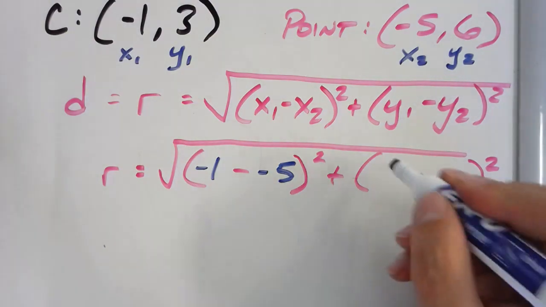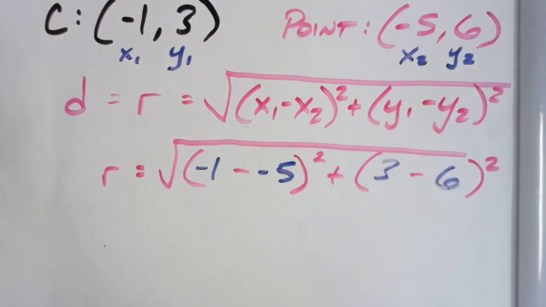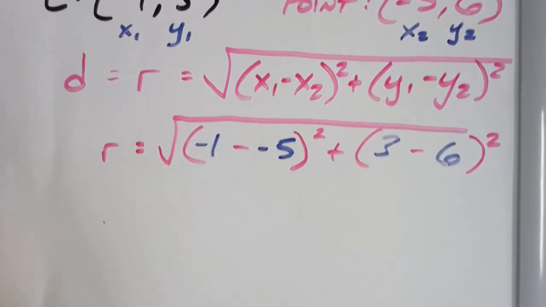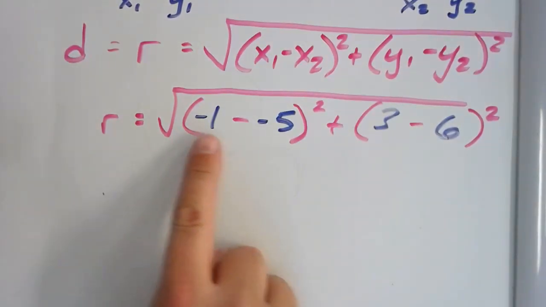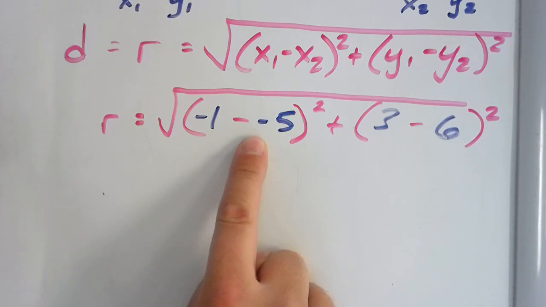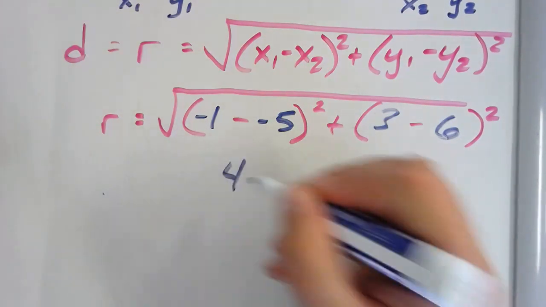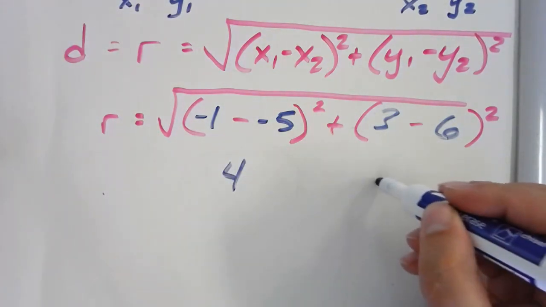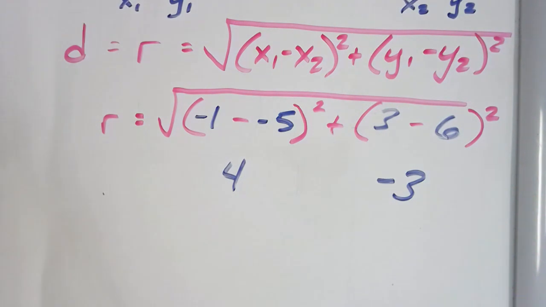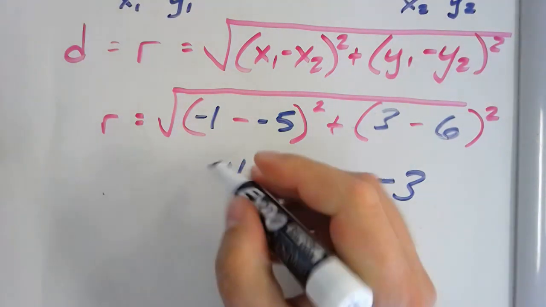All right, and then my y values, I'd have 3 and 6. Just plugging the numbers in. Just be careful about your negatives. That's the most common mistake there. At this point, now I'm just doing the arithmetic. Negative 1 minus a negative 5 is the same thing as saying negative 1 plus 5. That's going to come out to be 4. 3 minus 6 is going to give me negative 3. And then the rest is going to stay the same here.